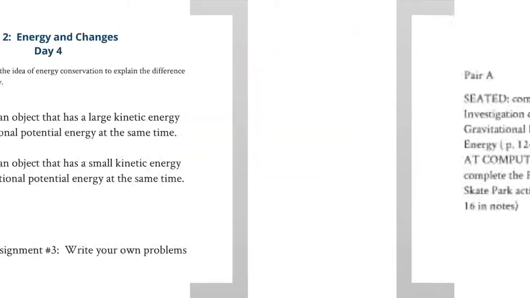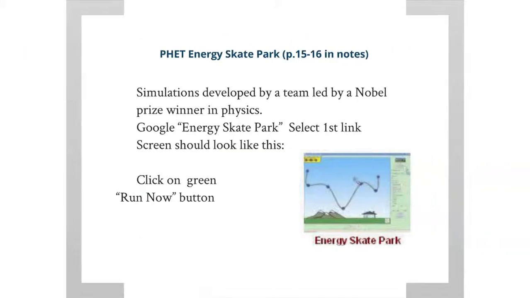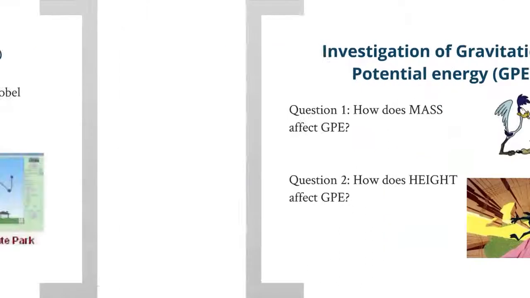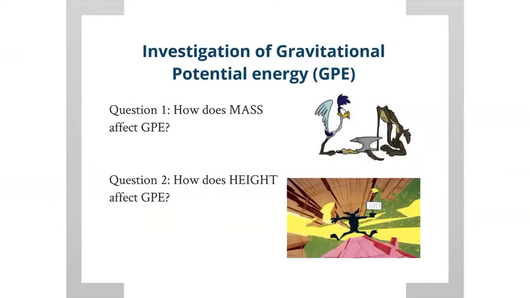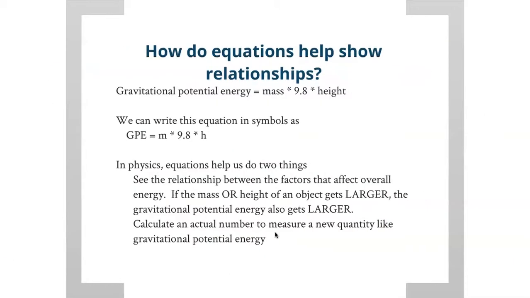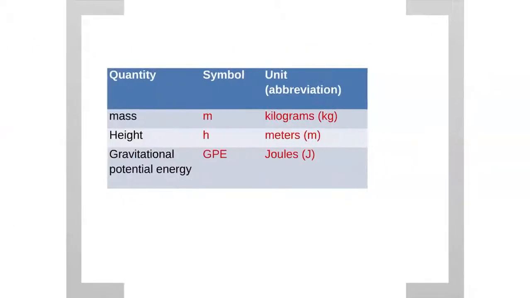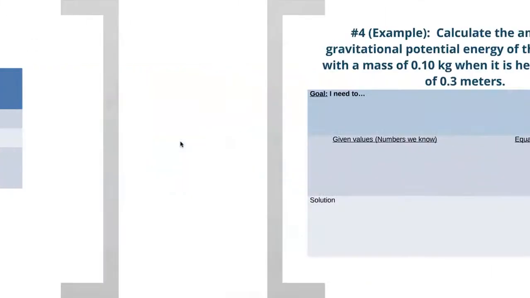All right. Then we did the energy skate park activity, which you can follow along because you can actually get to this from any computer. You just need to Google energy skate park and click on the first link. And then we did a gravitational potential energy investigation or lab. So gravitational potential energy is calculated by m times 9.8 times h. And you're going to use that in this following practice right here.